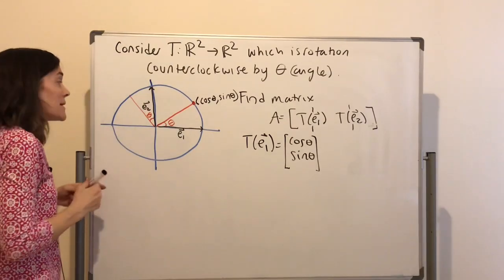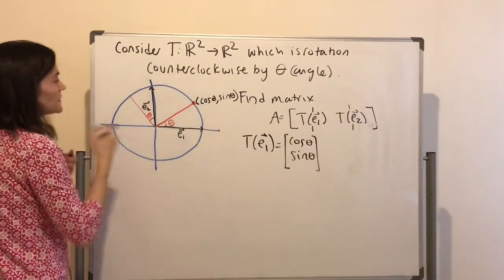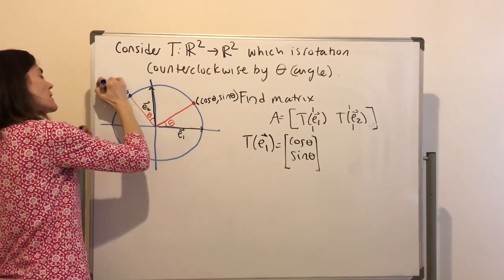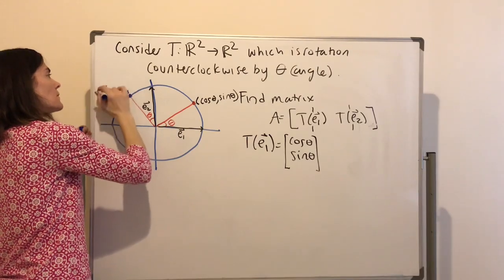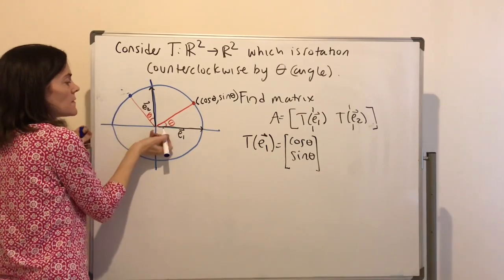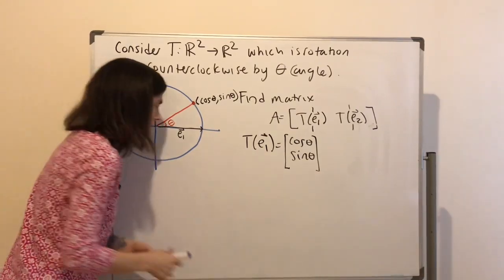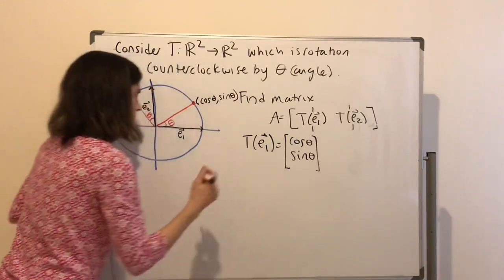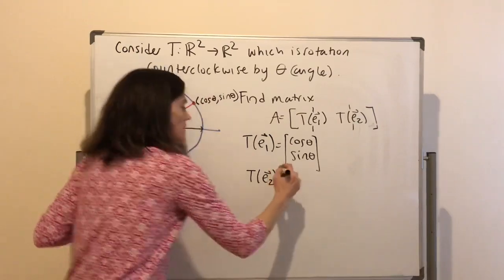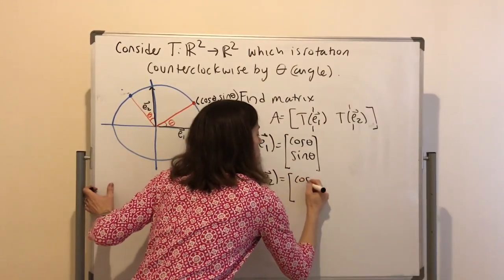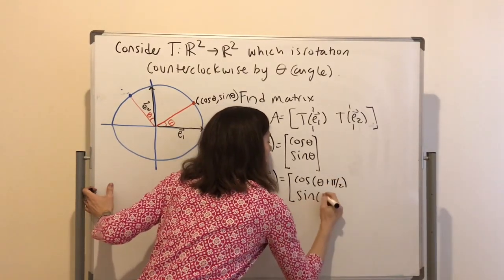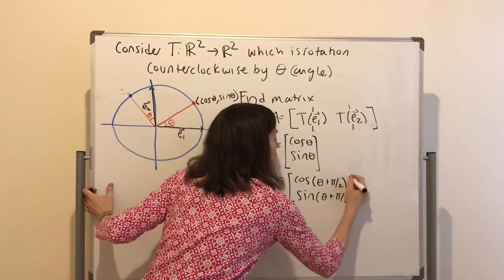Okay? But now this point on the graph, this vertical one, is E2. So this point here is cosine, oh, I'm not going to have any space. Maybe I will just write that. This full angle is theta plus pi over 2. So let's write it here and then we'll simplify. T of E2 is, well, it's cosine of theta plus pi over 2, sine theta plus pi over 2.